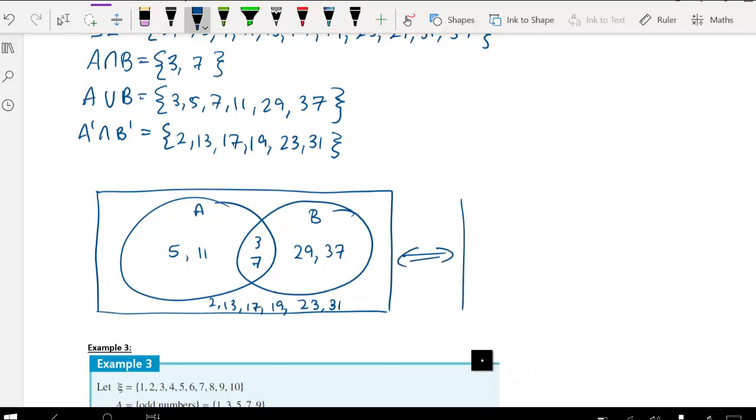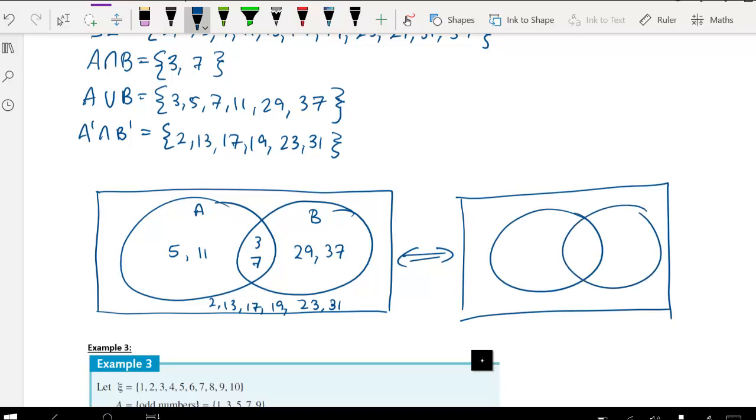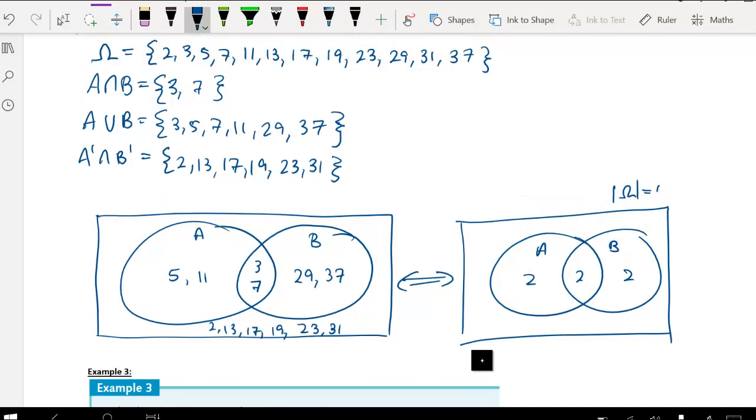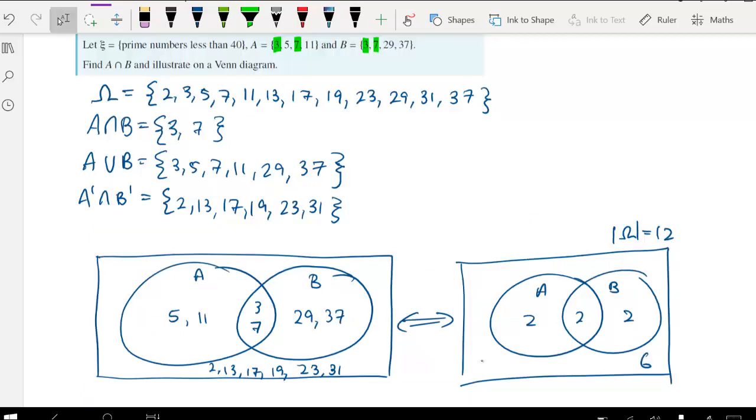Then if we look at a Venn diagram with the cardinalities, we have 2, 2, and 2. There's 12 in total in the universal set. So that means there's 6 that remain outside. So that concludes the second example. Again, it's just a matter of defining the correct sets and being able to construct that into a Venn diagram.